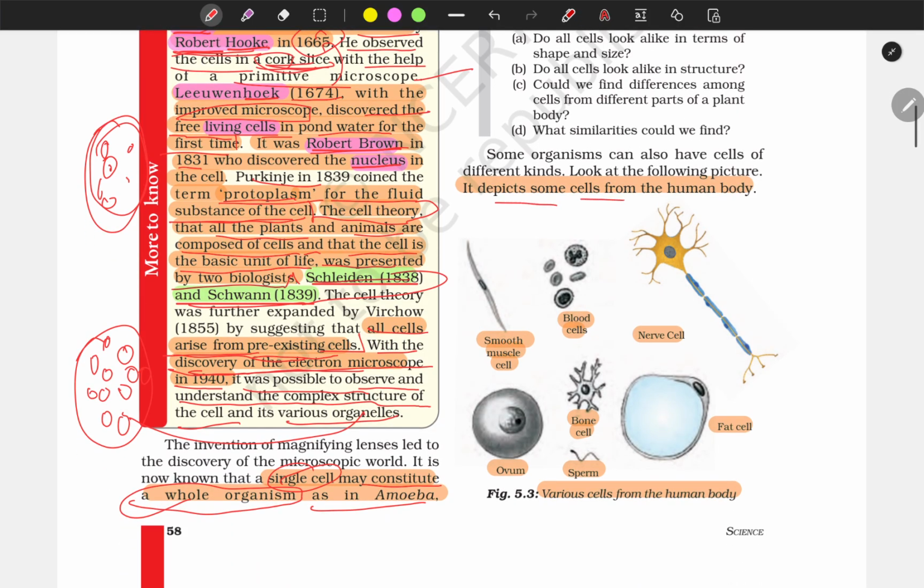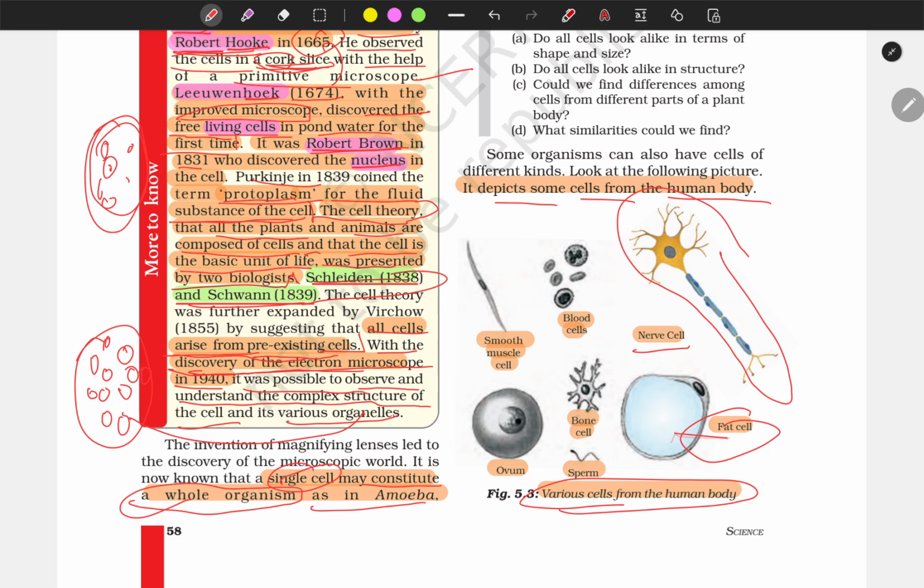Okay, this depicts some cells of the human body. So the human body is also multicellular, and in the human body different types of cells are found. Some are nerve cells, which transfer information. Fat cells store fat, which is a form of energy. Sperm cell is there, ovum is there. They are reproductive cells. Bone cells, made of calcium, may be there, and blood cells are there. Red blood cell is there, white blood cell, and muscle cell is there. The muscle cell helps in contraction. It contracts, and that is why muscle movements happen.